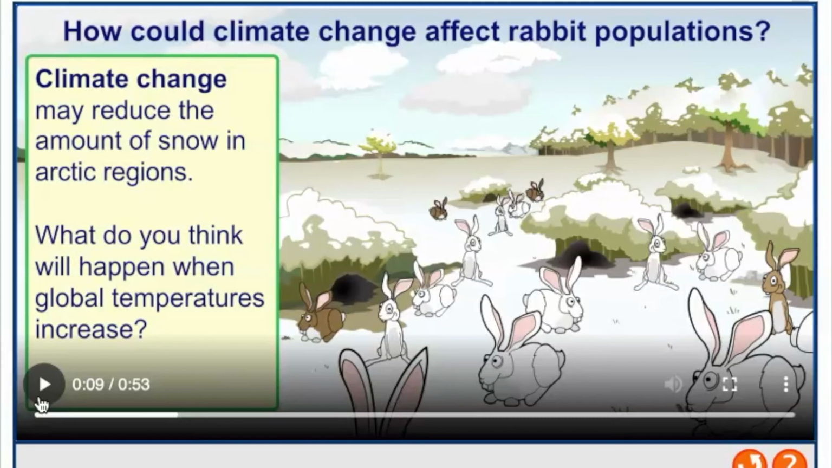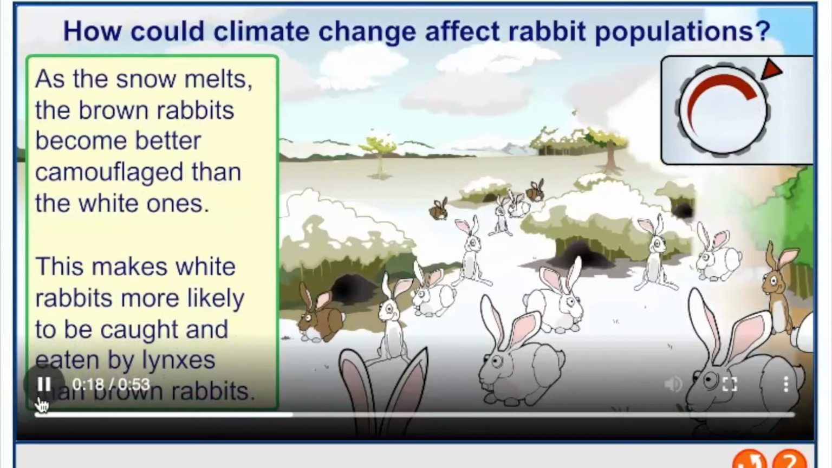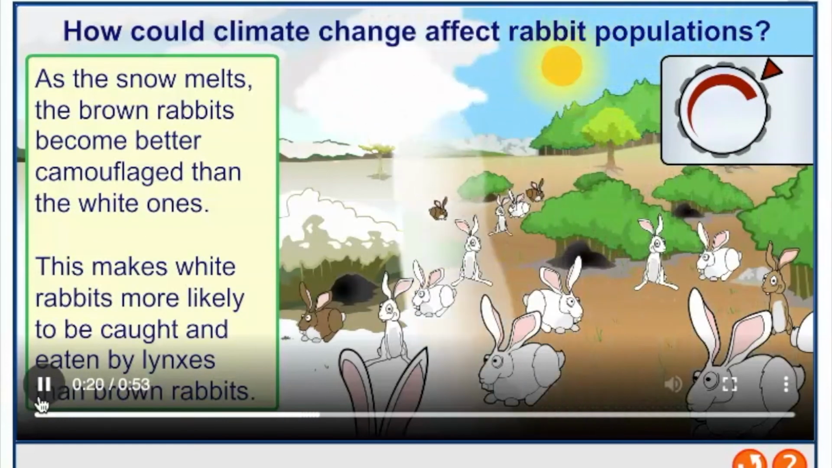So what do you think will happen when global temperatures increase? As the snow melts, the brown rabbits become better camouflaged than the white ones. This makes white rabbits more likely to be caught and eaten by lynx than the brown rabbits.